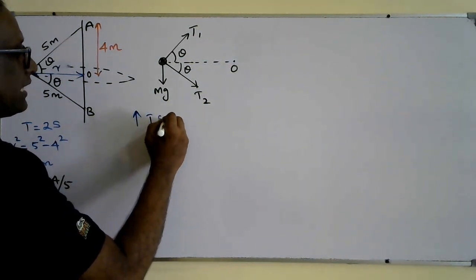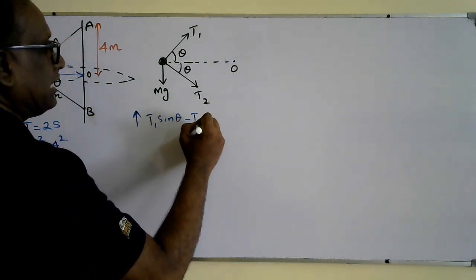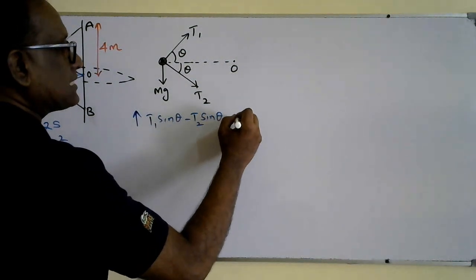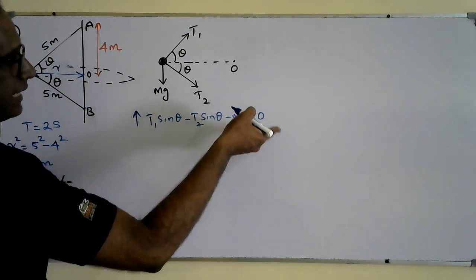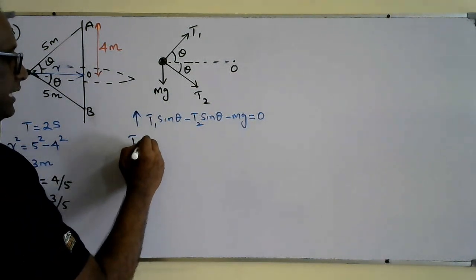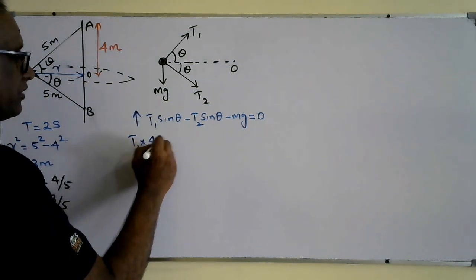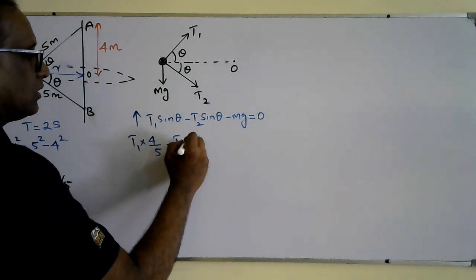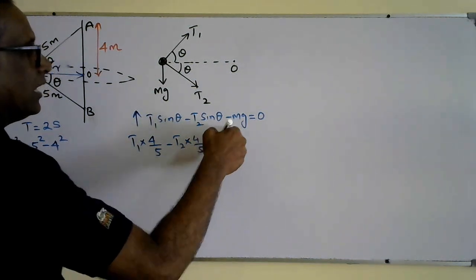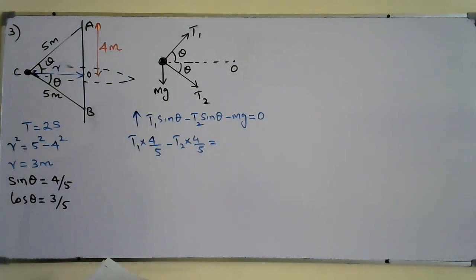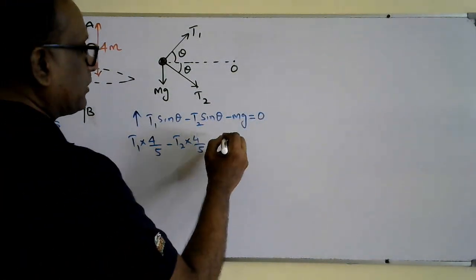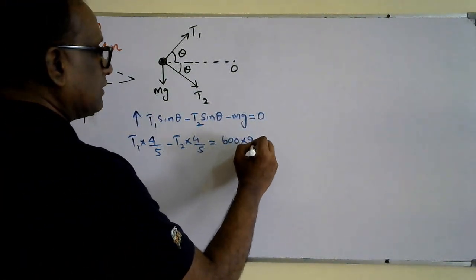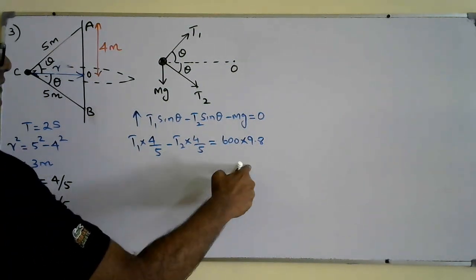So that means T1 sine theta minus T2 sine theta minus mg equal to 0. So we'll substitute the values. We can take the mg to the side. So T1 sine theta, that is 4 over 5, minus T2 4 over 5 equal to, the mass is given, 600 kilogram. Mass of the C is given, 600 kilogram. So you take it to the right, 600 into 9.8.